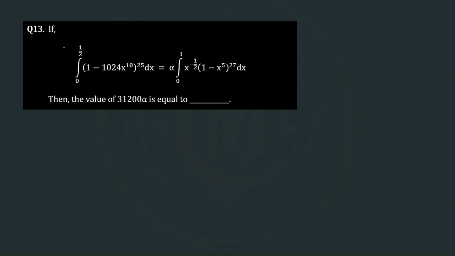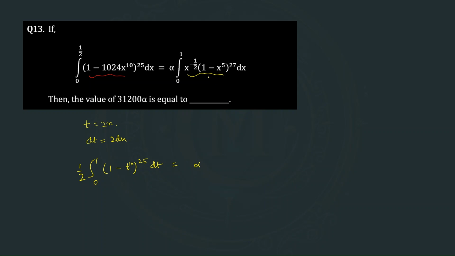The next question says that if this integral equals alpha times this integral, then the value of 31,200 times alpha is equal to what? So if we have to compare these two integrals, let us first make the limits the same. In the first integral, we substitute t equal to 2x. So dt will become 2 dx. So the first integral becomes integral 0 to 1, (1 minus t to the power 10) whole to the power 25 dt, times half, equal to alpha times this second integral.